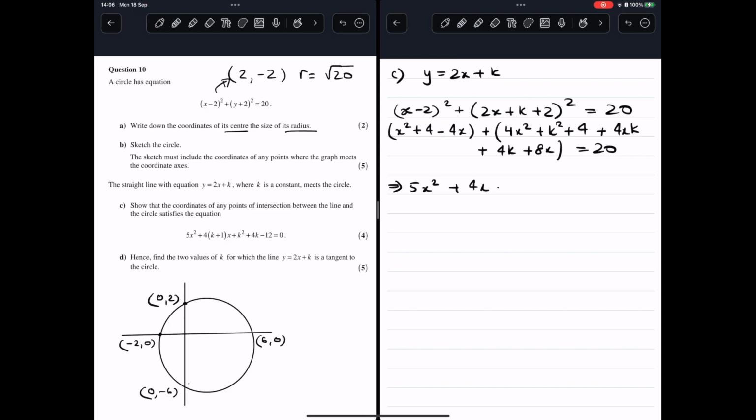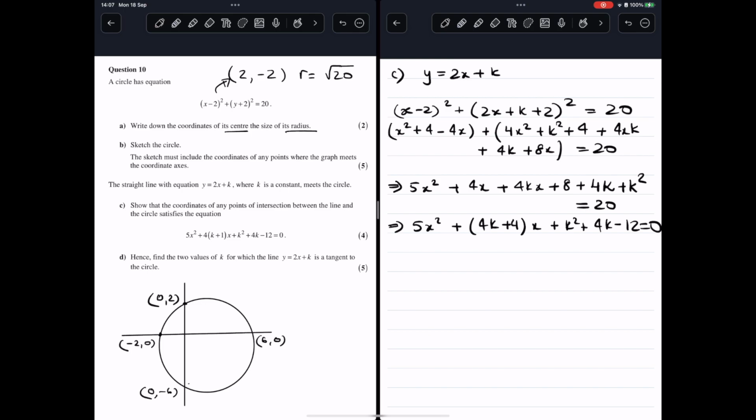From here, I'm going to simplify this into 5x squared, and I've got my x's together, so 4kx plus 4x plus 8 plus 4k plus k squared equals 20. I'm going to simplify so that I have 4k plus 4 inside the brackets along with the x, and the rest remains the same. So I've got my quadratic in the form of a, b, and c.